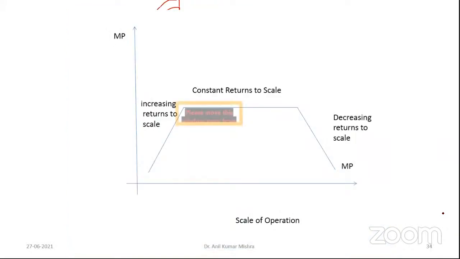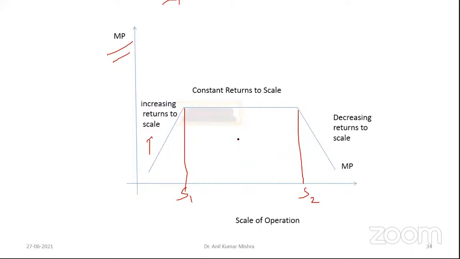Here is the marginal productivity curve. On the horizontal axis, we take into account the scale of operations. On the vertical axis, we take the term marginal productivity. Up to this particular point, let's say scale 1, the marginal productivity continuously increases, therefore it is called increasing returns. Between scale 1 and scale 2, the marginal productivity remains constant.